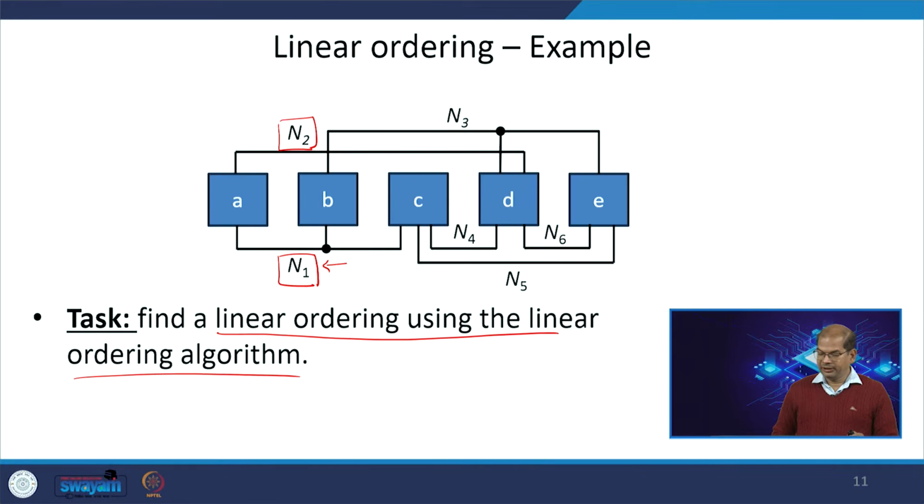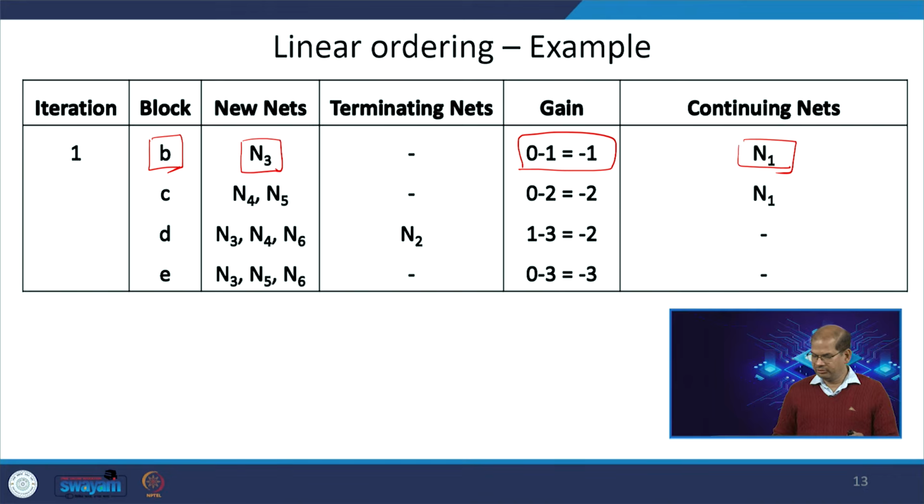Basically, what are my new nets after B will be placed? The N3 is my new net. We will go there, N3 is my new net and N1 is my continuing net.